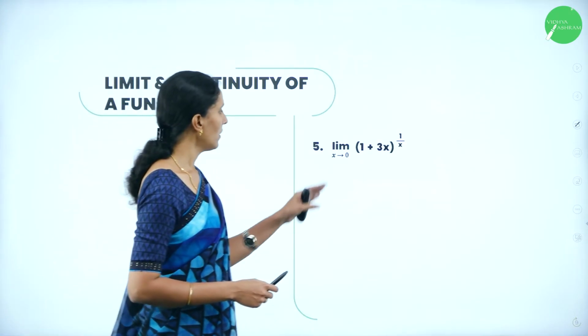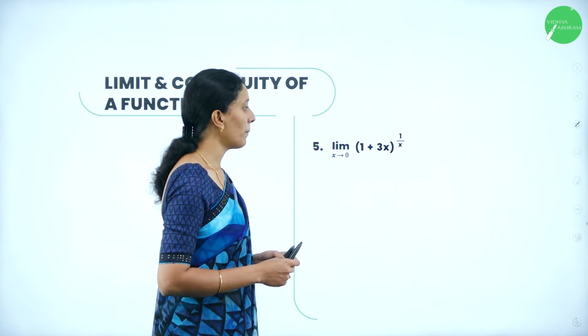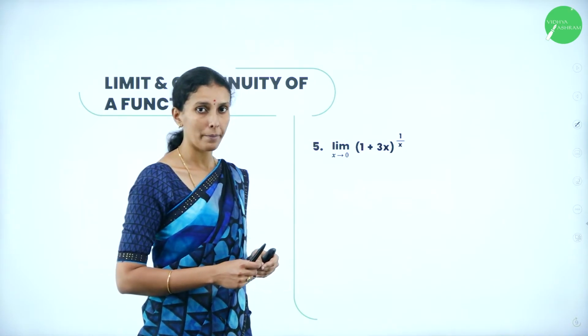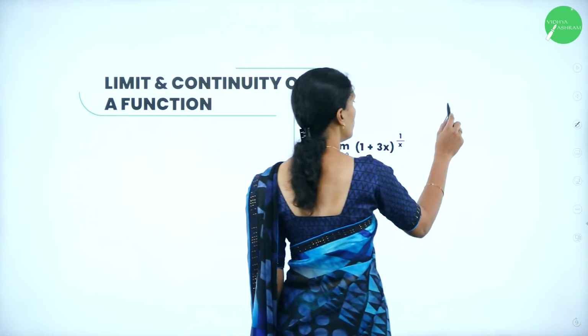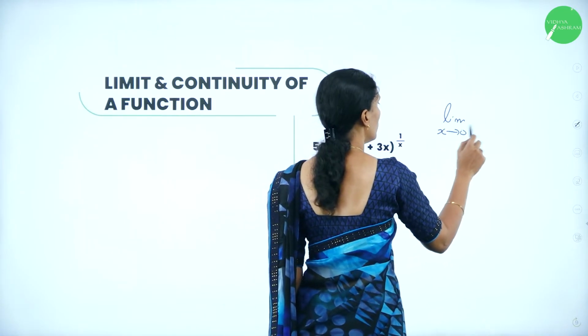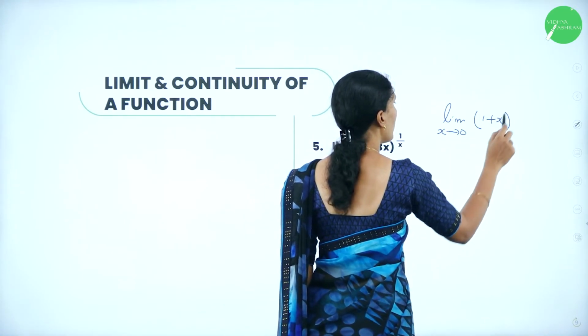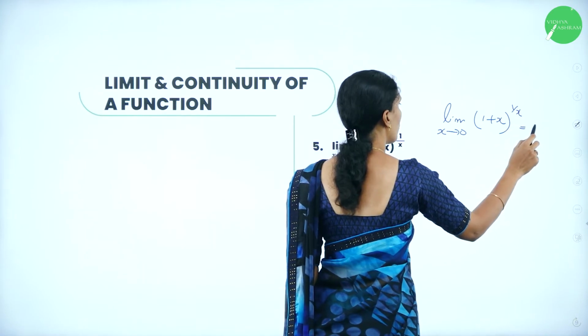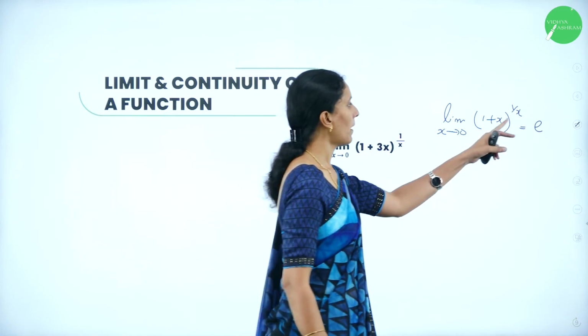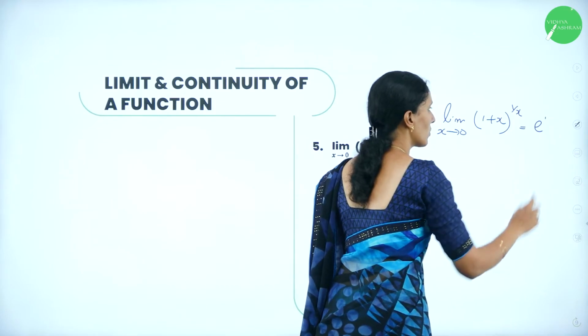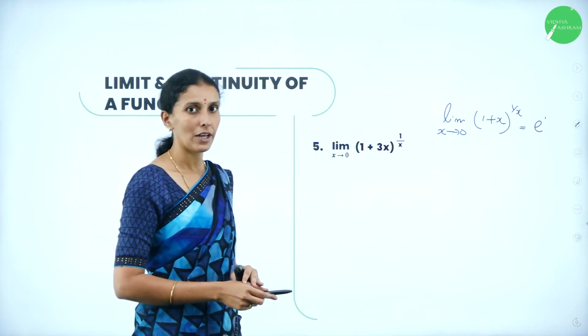Next question we have limit as x tends to 0, (1 plus 3x) to the power 1 by x. We know the limit value as x tends to 0, (1 plus x) whole to the power 1 by x is always equal to e. So, whatever the power is here, it is only x. So, the coefficient is e power 1. So, the value is e.